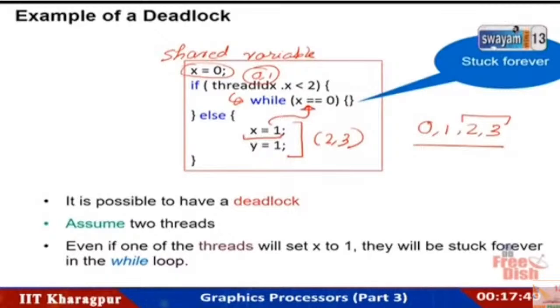But the point is that we will never come here. The reason is that the other 2 threads which are supposed to set x to 1 and release it will not come here, because they'll keep waiting for their sister threads 0 and 1 to exit, and those are never going to exit the while loop. So we'll be stuck forever, even though we should not be. Of course, we are not assuming 2 threads over here. We are assuming 4 threads.